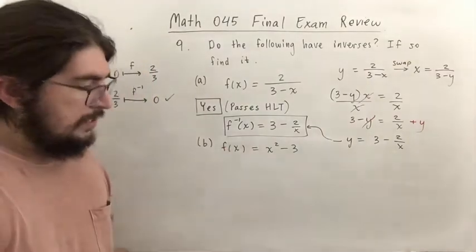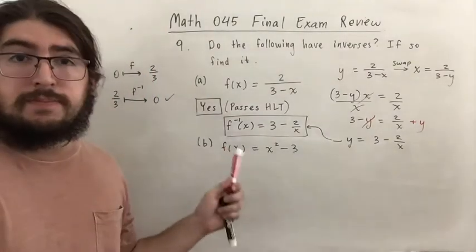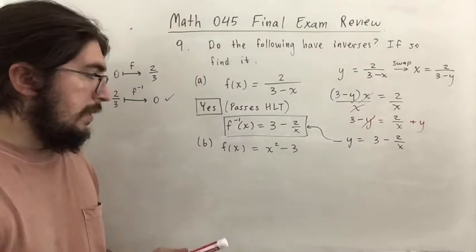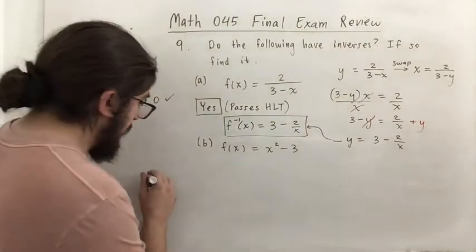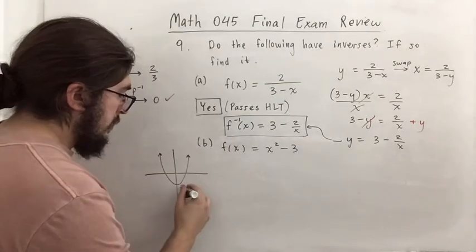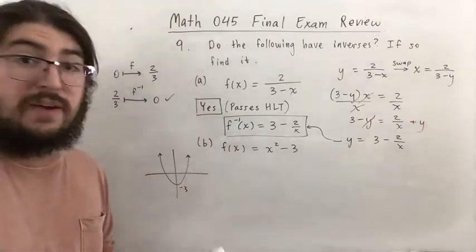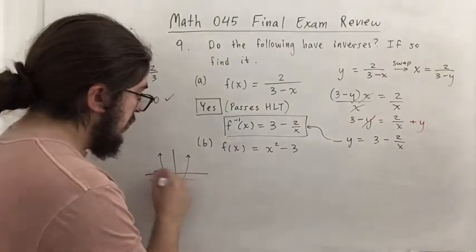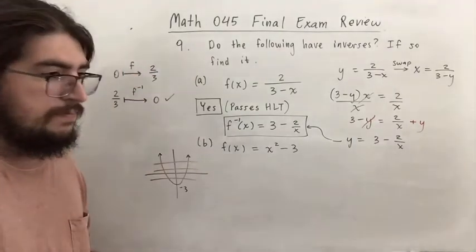Okay, this one is a little interesting because x squared is a quadratic. Its graph is a parabola. X squared minus 3 is that parabola shifted down 3 units. So we get this, which of course very miserably fails the horizontal line test. So there's no inverse function.